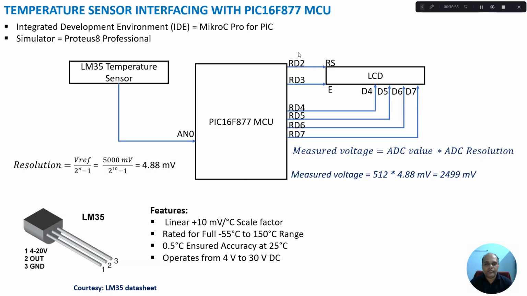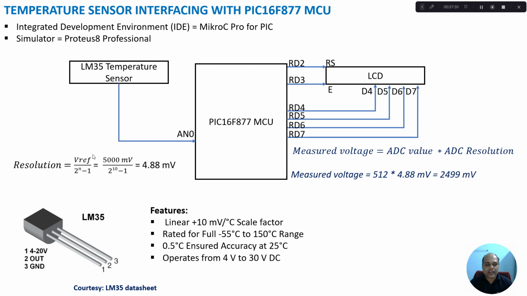In this program, we are going to interface LM35 temperature sensor to the channel 0 of PIC16F877 microcontroller. So here I have shown a LM35 temperature sensor which has 3 pins, where pin number 1 is a supply pin which can be connected with voltage from 4 to 30 volt, and pin number 3 will be ground, and pin number 2 will produce an analog voltage corresponding to the temperature value.